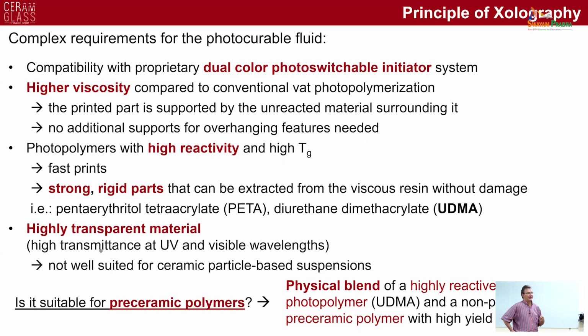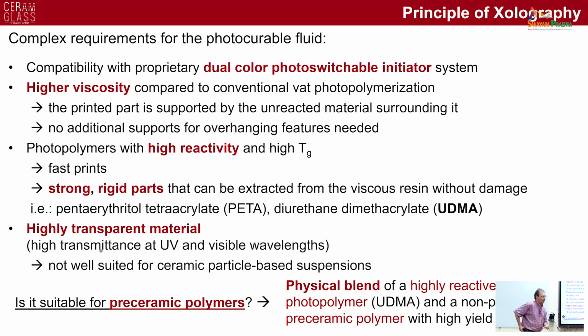The photopolymer needs to be highly reactive, because the radiation has to go through millimeters of the solution rather than simply microns, like in conventional photopolymerization approaches. And therefore, you need to have enough intensity where the light beams meet in order to be able to trigger the photocuring. I mentioned that you can print very fast.